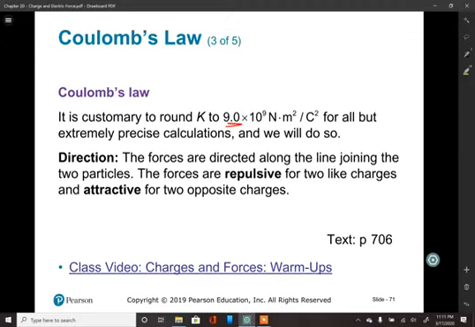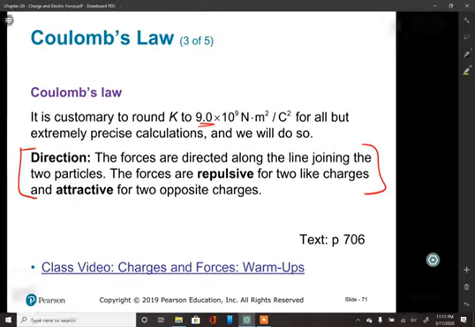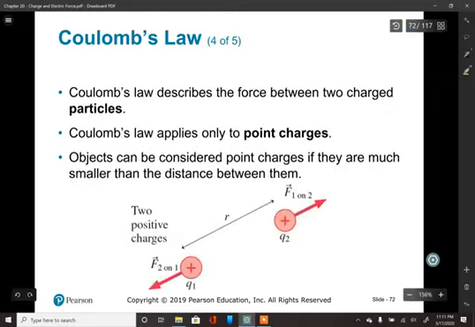Notice as well, this is a force. Coulomb's law calculates the magnitude. The direction, we already know. If the two charges are the same sign, it's a repulsive force, and if they're opposite, it's attractive. The other thing to note is, Coulomb's law applies specifically to point charges, which is all we're going to really deal with in this class. So don't worry about any exceptions to that. If you take AP Physics 2, you'll see some exceptions. But for now, you're only going to deal with point charges.